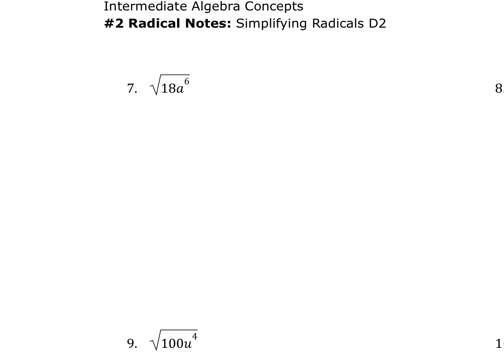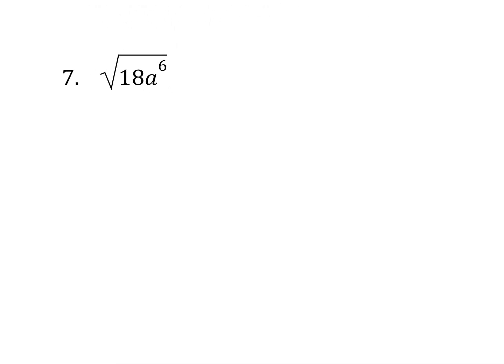Okay, so let's take a look at number 7. We're going to use the same method. First, I'm going to break down my number. So I'm going to start with this 18. So I'm going to break my 18. It's an even number, so I'm going to say 2 and 9. 9 is odd, so I'm going to say 3 and 3.